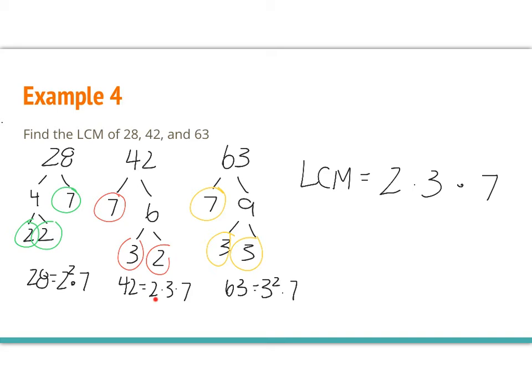Okay, so I'm looking at the 2s. I've got 2 to the power of 2, 2 to the power of 1, and no 2 here. So the largest power is 2 to the power of 2, and that's what I'm going to say my answer needs to be. My lowest common multiple has 2 to the power of 2.